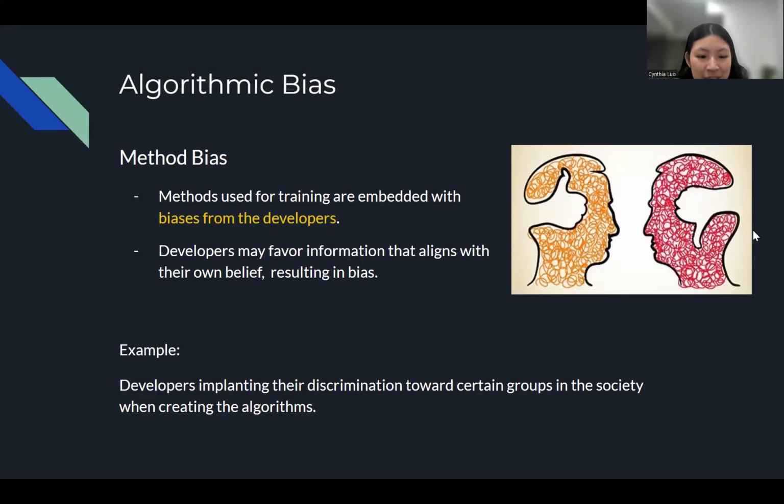The second one is method bias. This issue results from the fact that the methods used for training are embedded with biases from developers, as they may favor information that more aligns with their own belief. For example, developers may implement their discrimination towards certain groups in the society when creating algorithms.